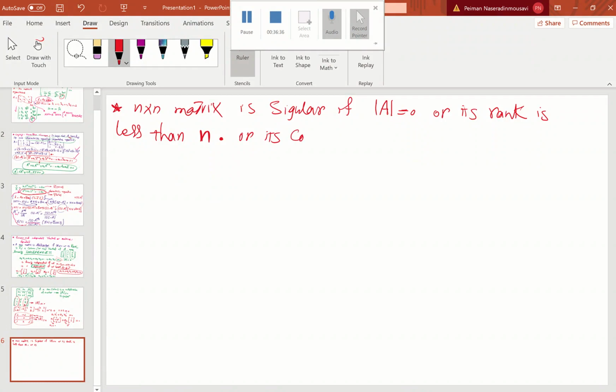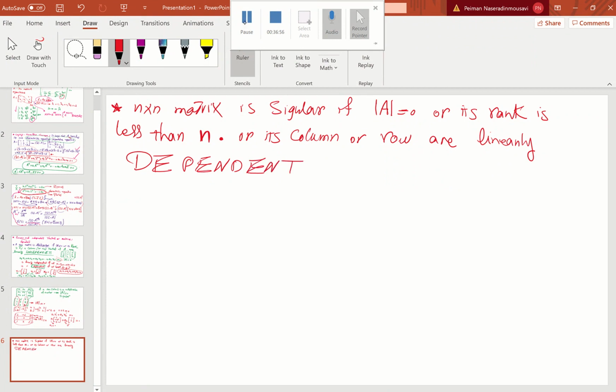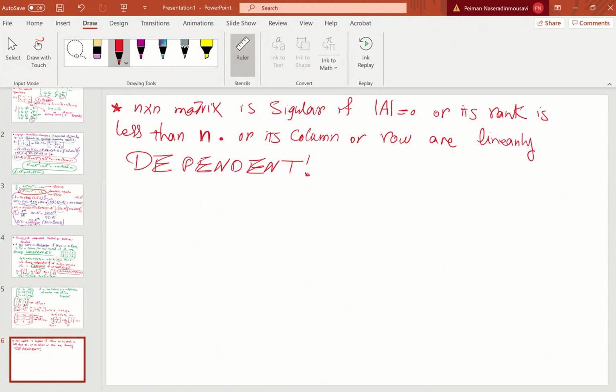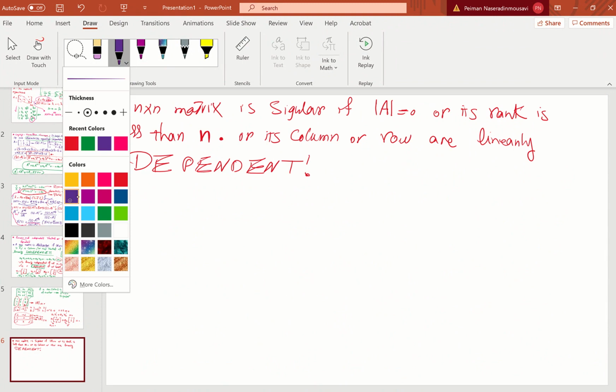Or its columns, as I showed to you, or rows are linearly dependent this time. Dependent. That I introduced to you. See here, dependency and independency. Understand? So now let me focus on one thing.